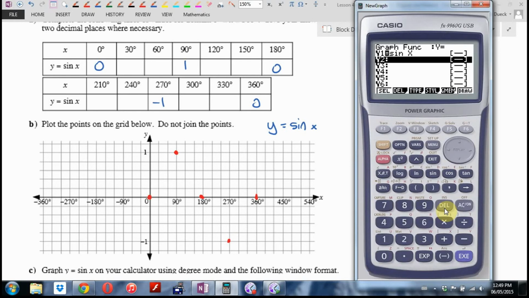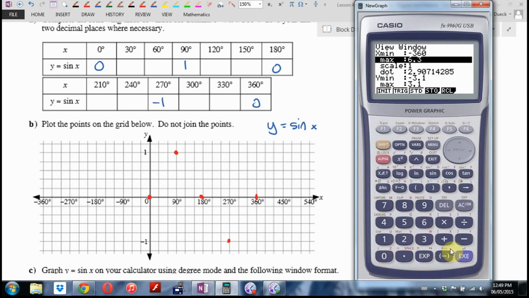Oh, but before we hit graph, let's match their graph paper with our view window. So looking at their graph paper, if I go shift view window, how far left does their graph go? Look at the graph paper. How far left does it go? No, right.